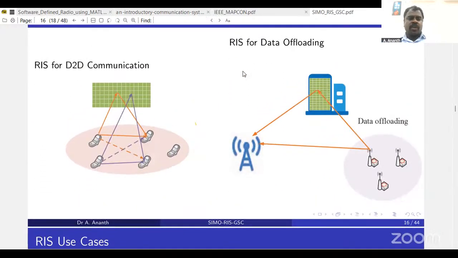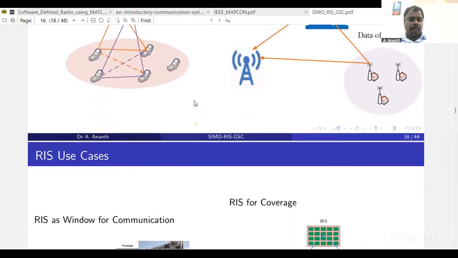Similarly, we can also use it for D2D, device-to-device communication. You can see we have a mobile phone here and we have a mobile phone here. In addition to the direct link between the two mobile phones, we can have an RIS surface nearby those mobile devices. And this RIS device can ensure that a signal reaches the other device with higher intensity, if it is made with the same phase. So we can make sure that it reaches the receiver and again the CSNR will get increased. So these are some of the use cases.